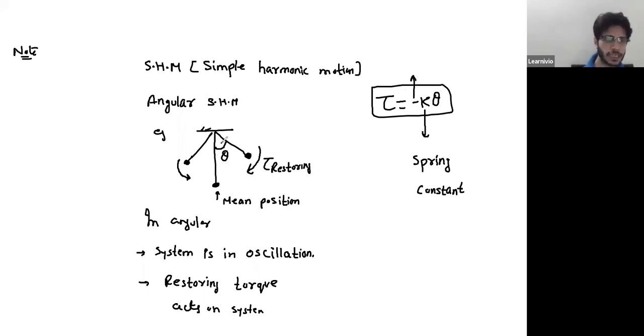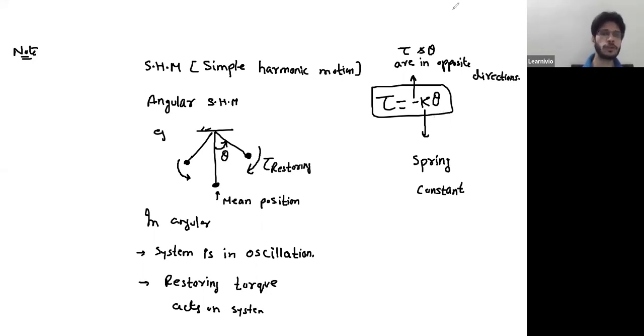See in this example again, is theta clockwise or anti-clockwise? Anti-clockwise. And what about the restoring torque? Clockwise. So theta and torque act in opposite directions. That is given by the negative sign. K is the spring constant, so tau is minus of k theta.